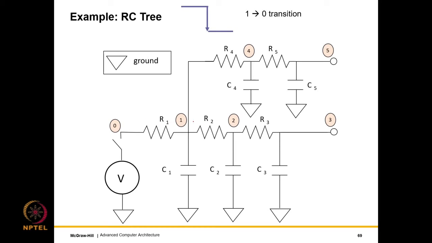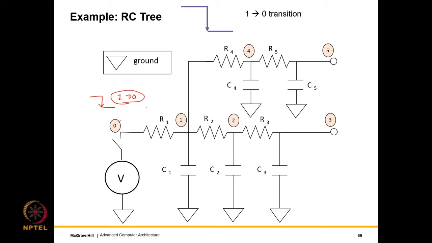So let us look at a typical RC circuit, which is also an RC tree, by the way. Note the positions of all the resistors and the capacitors, and also the terminals 0, 1, 2, 3, 4 and 5. We have a voltage source connected, and we will only consider the 1 to 0 transition in this lecture. The 0 to 1 transition is also easy to handle, so that is left as an exercise for the viewers, but we will mainly talk about the 1 to 0 transition.